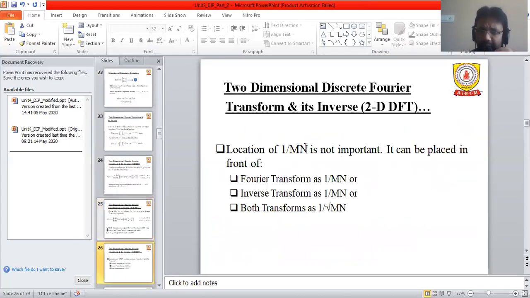Now the location of 1 by mn is not important. It can be placed in front of the Fourier transform, in front of the inverse transform, or in both transforms as 1 upon under root mn.